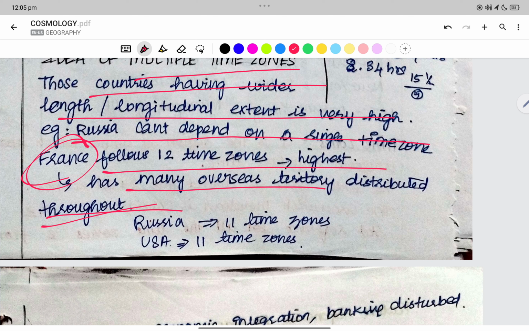This is very important because we usually think it depends on the size of the country, but France is very small. It is because it has overseas territories across the Indian Ocean and Pacific Ocean. That is why France has 12 time zones. Russia has 11 time zones.